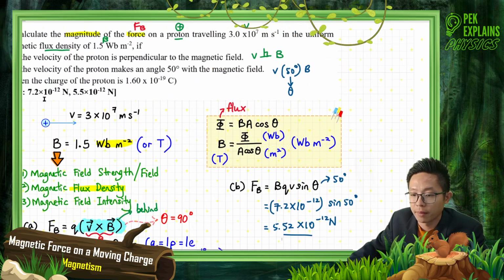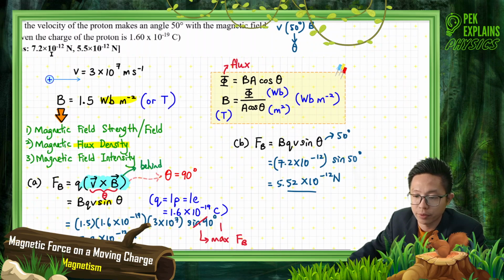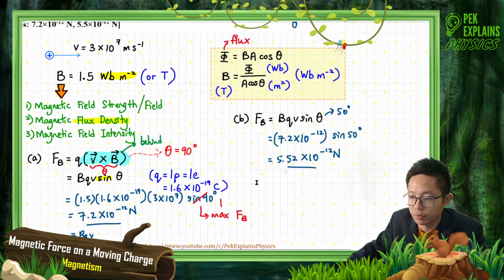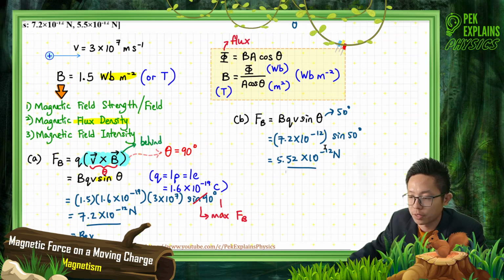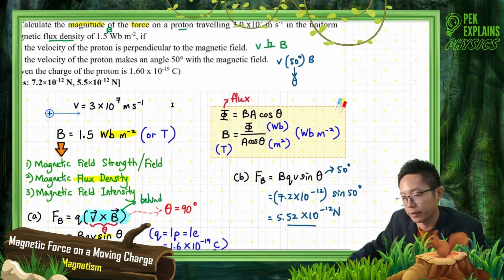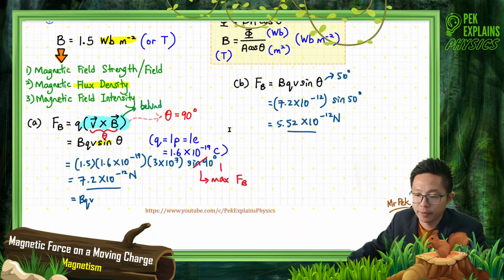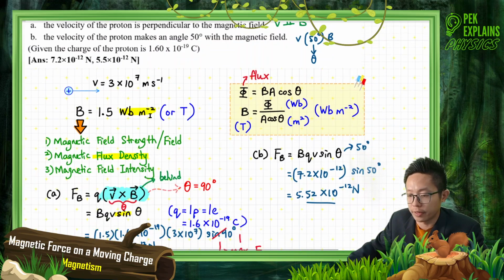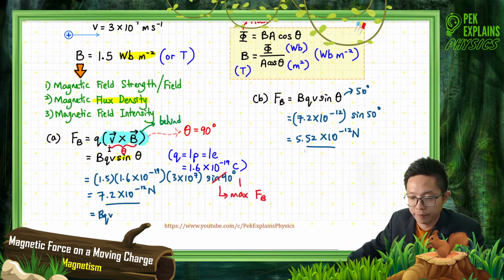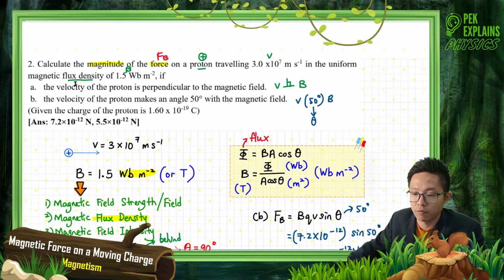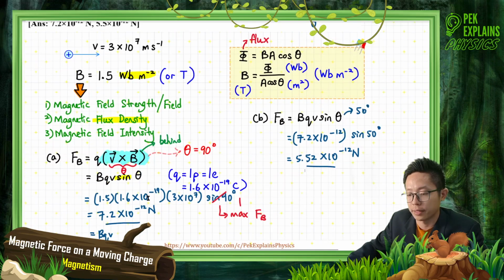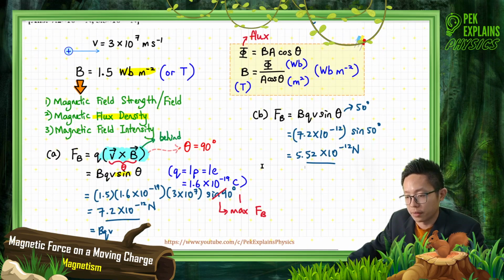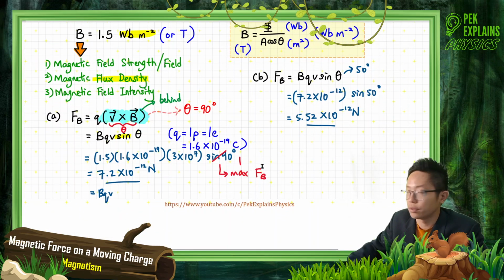So is that correct? 7.2 and 5.5, × 10^-12. Yes, correct. That's the answer. Very easy, yeah? So remember, whenever you use the angle for magnetic force, the angle theta must be between velocity and magnetic field. That's the angle theta. That's it. Thank you. So see you in the next videos.